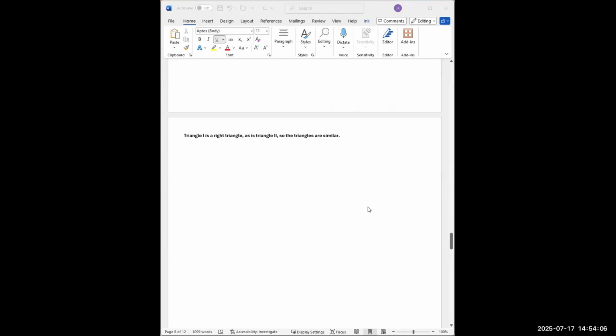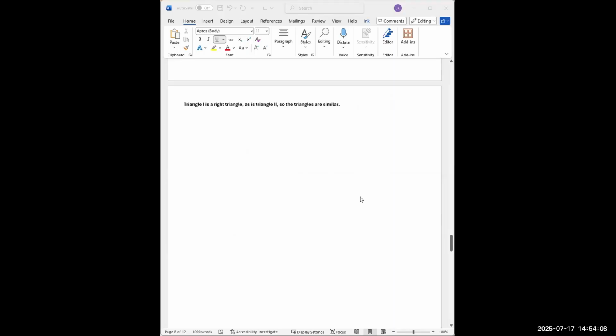Here's one of these true false. Does this make sense? Triangle 1 is a right triangle. Triangle 2 is a right triangle. That must mean that they're similar. When you have a problem like this, go back to the definition of similar. And what did the definition of similar triangles tell us? It told us that all 3 angles had to be equal.